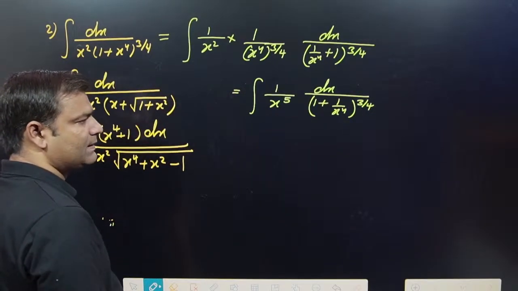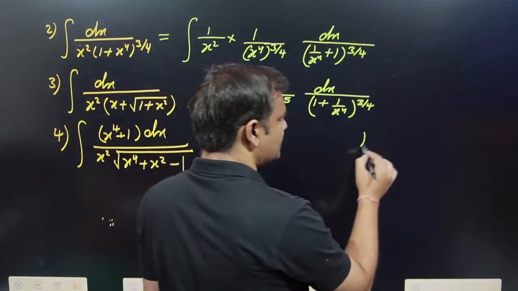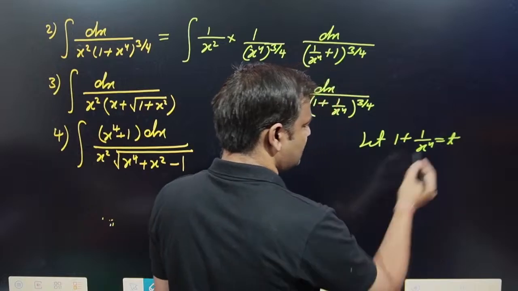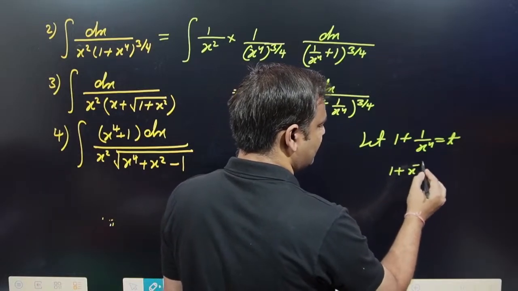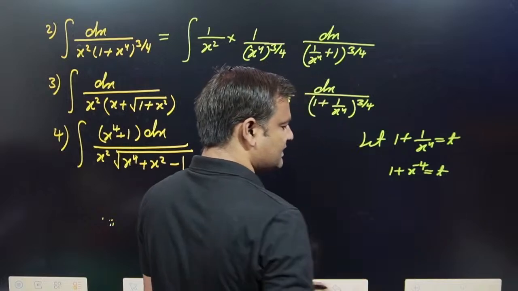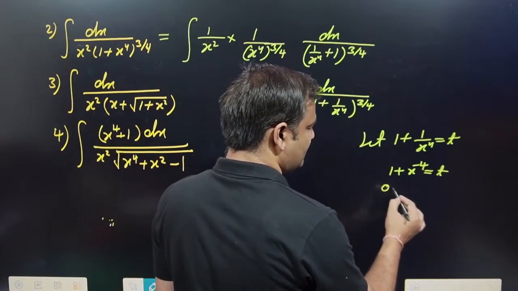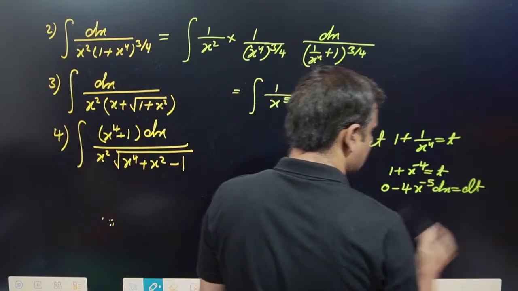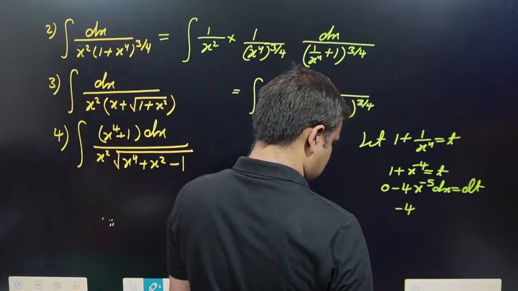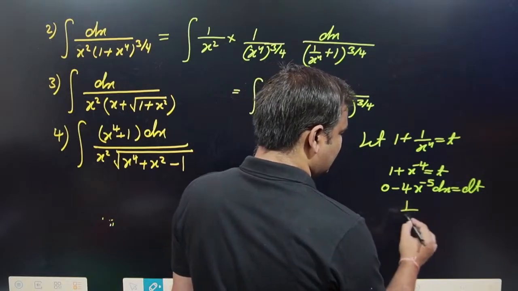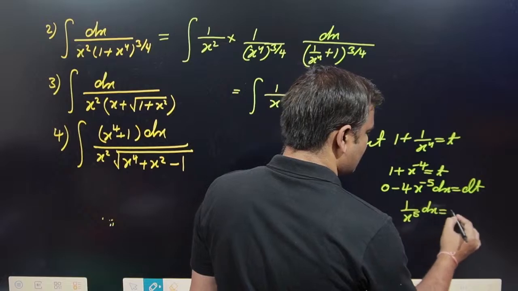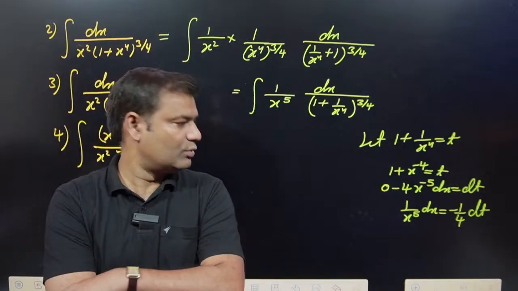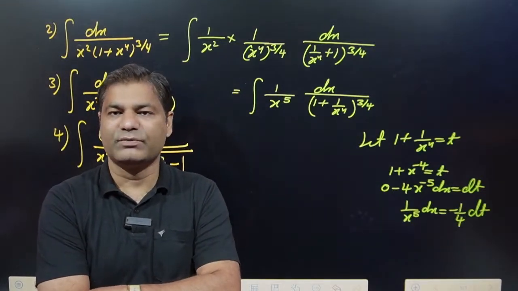Okay, now let 1 plus 1 upon x to the power 4 be t. Then differentiating with respect to x, how much? 0 minus 4 into x to the power minus 5 dx equals dt. So minus 4 divided by, sorry, 1 by x to the power 5 dx is replaced by minus 1 by 4 dt. Okay, 1 by x to the power 5 dx is replaced by minus 1 by 4 dt.